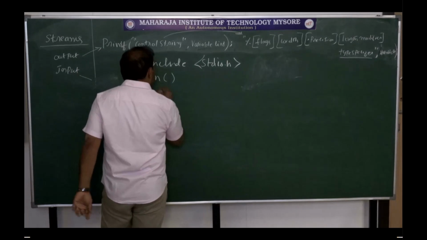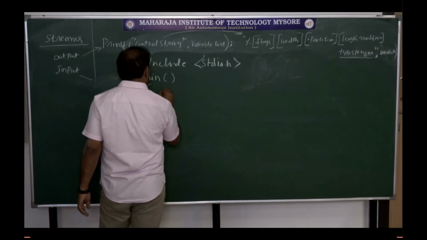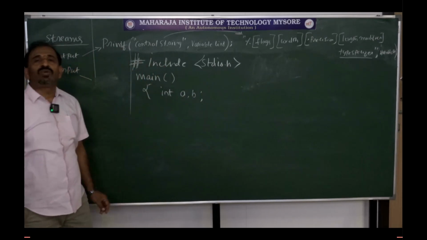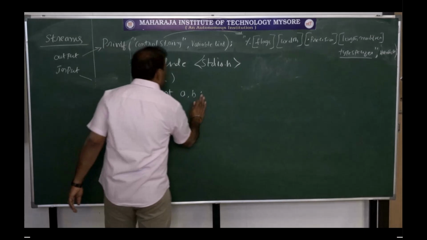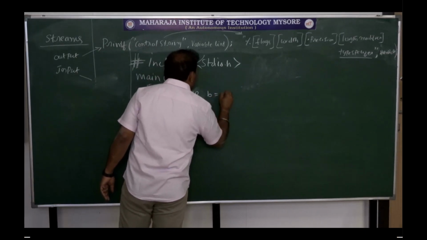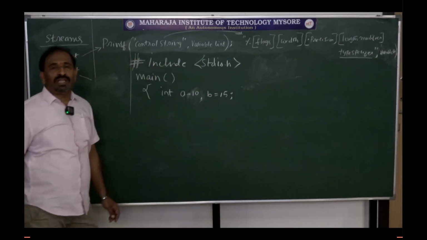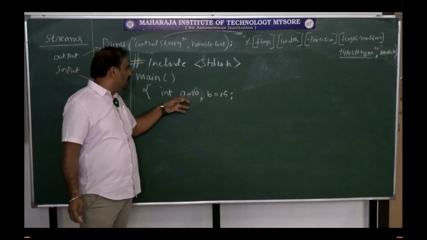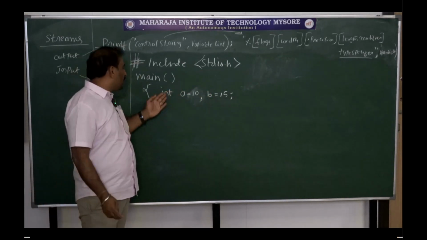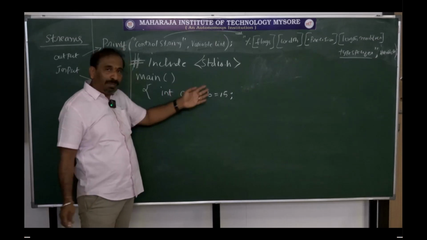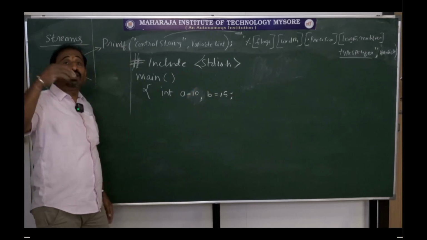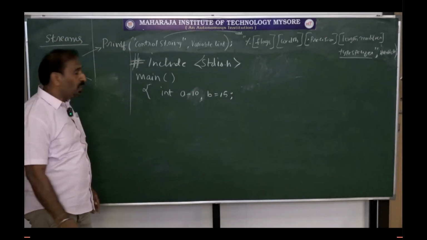Now I will declare certain variables, like int a, b. I am declaring two integers a and b, and assigning the values: let a equal 10, b equal 15. I am taking two variables whose values are a equal to 10 and b equal to 15. You can also declare like this: int a, b, with a equal to 10, b equal to 15. You can directly initialize with the initial values.